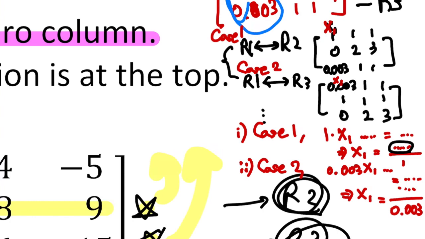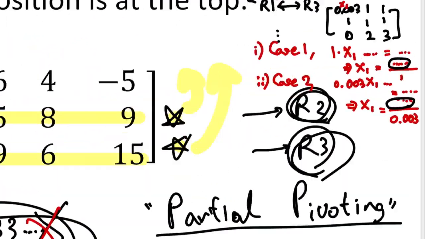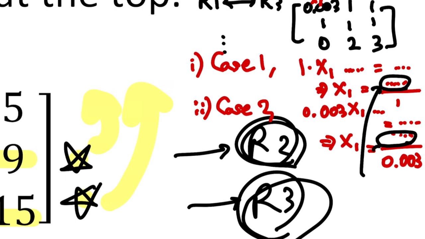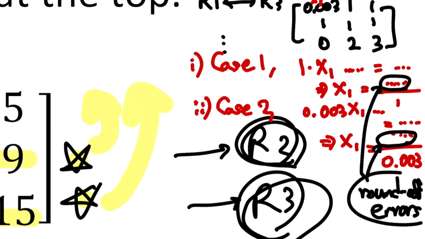Okay, so let's think about that. If you remember this part, if there is round-off error, let's say there was a round-off error here and here. Then if we divide this round-off error by 1, the round-off error just remains, right? But if we divide this round-off error by using this value, it will be larger than the original round-off error, right?